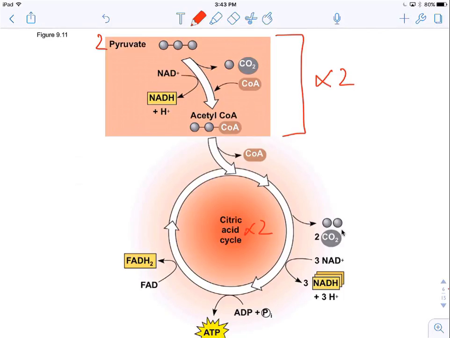Over the course of the citric acid cycle, 2 molecules of carbon dioxide are produced, and 3 molecules of NADH are produced when we reduce NAD+ with high energy electrons. We make 2 molecules of ATP, and again, all this is times 2. And then some FADH2, which again is an alternate electron carrier. So I'm just going to go into a little bit more detail on the citric acid cycle next.